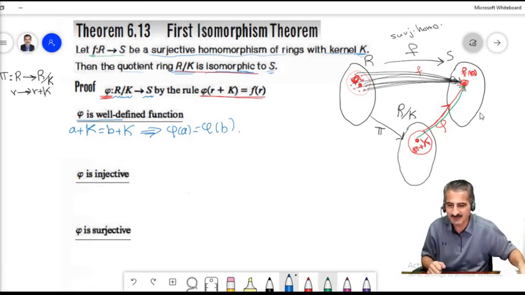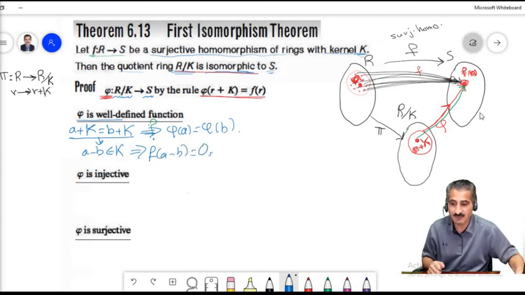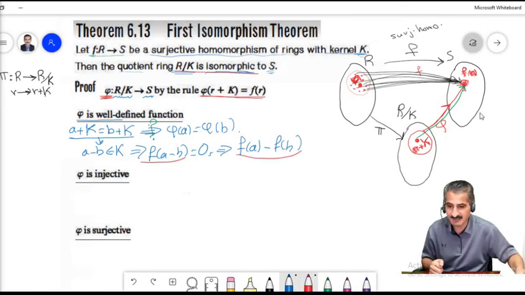So this is the question now. Can we prove this? And it is so quick. Since this is happening, then a minus b belongs to K. K is an ideal, but K is a kernel. So f of a minus b equals 0, the 0 of S. But f of a minus b is the same as f of a minus f of b, because we have a homomorphism. And this equals 0, and that means f of a equals f of b.